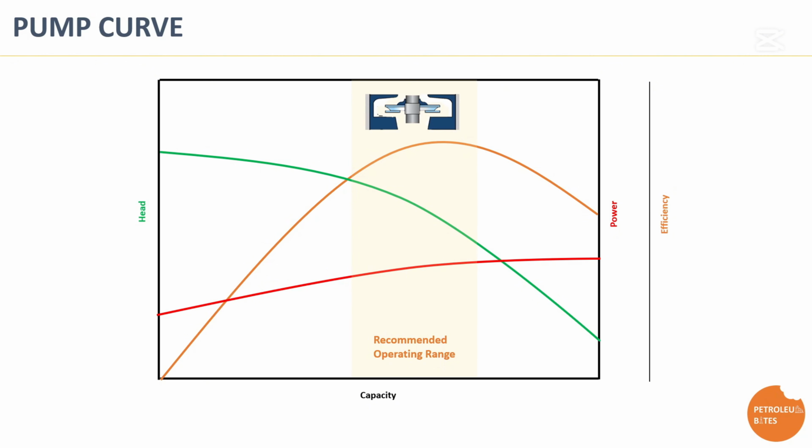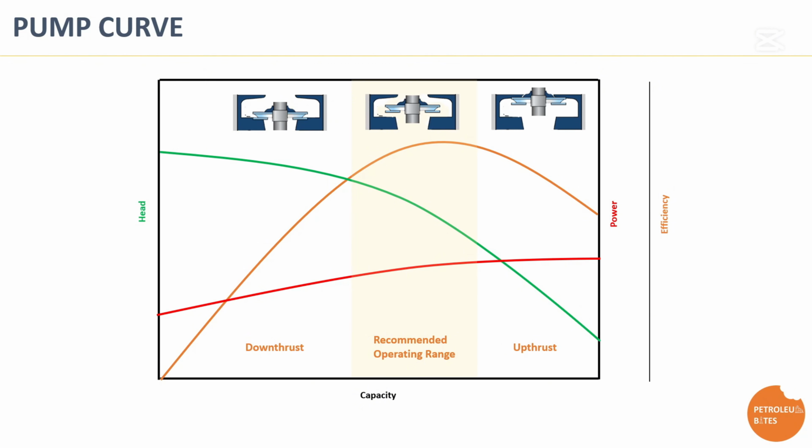When the pump operates below the recommended flow range, it enters the downthrust condition. In this scenario, excessive downward force is exerted on the thrust bearing, leading to increased wear and potential bearing failure. Conversely, operating above the recommended flow range results in the upthrust condition, where fluid dynamics cause the impellers to lift away from the diffuser, creating instability and mechanical stress. This can lead to bearing damage, misalignment, and accelerated wear on pump components.